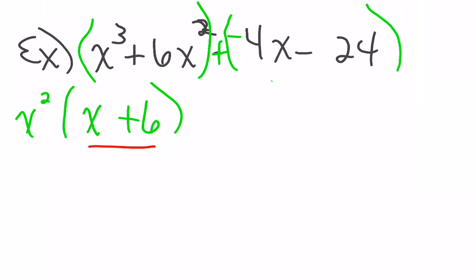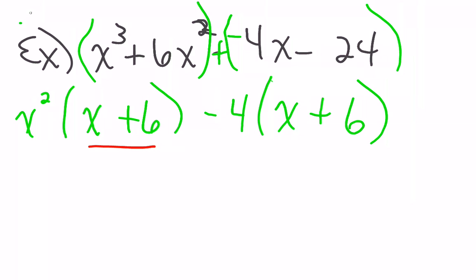Now, why do I do that? Well, what happens is when I pull this out, I'm actually going to pull out as the common factor a negative 4. If I divide negative 4 from negative 4x, I'm left with a positive x. And if I pull a negative 4 from negative 24, I get a positive 6. Now they are alike. And that's what I'm looking for.